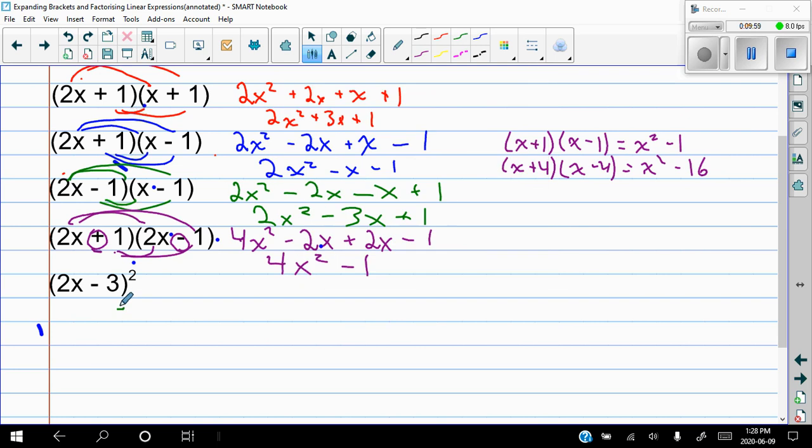So we have to first start out by writing this out as 2x minus 3 times 2x minus 3. Right? So then what we're going to get is 2x times 2x, so 4x squared. 2x times minus 3 is minus 6x. And we have that twice because it was squared. And lastly, minus 3 times minus 3 is 9. So we can simplify those two inside terms, get minus 12x plus 9.